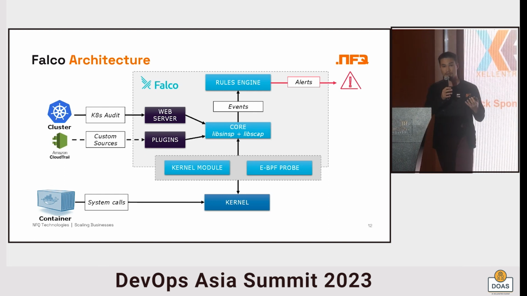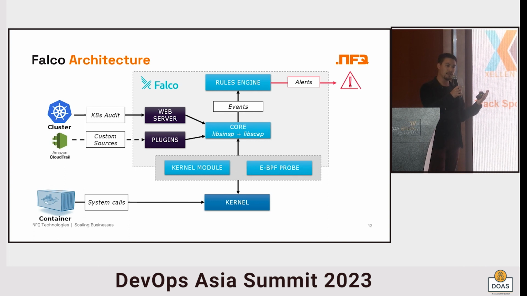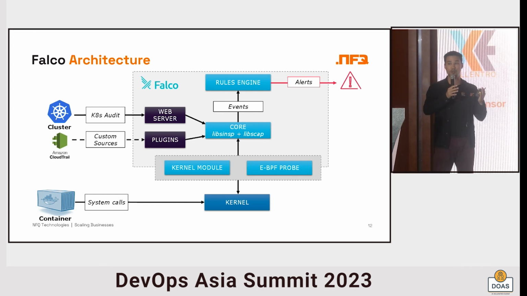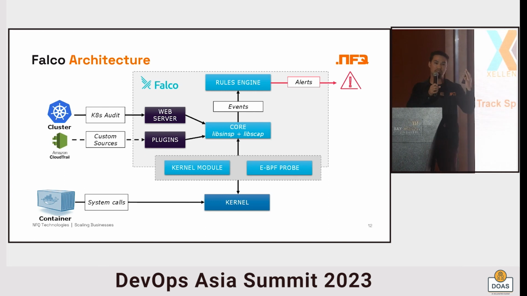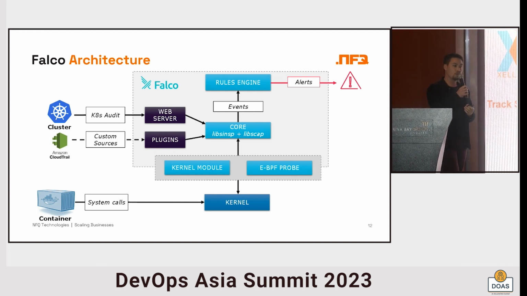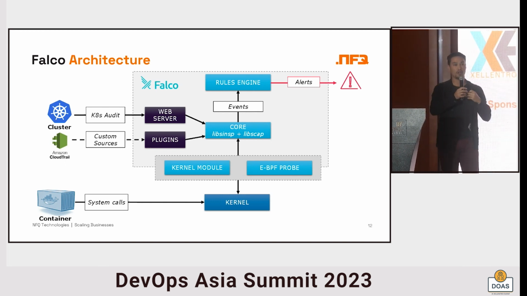Falco exposes, for example, a web server. And with this web server, we can feed the audit event log coming from Kubernetes. Today, when we operate a Kubernetes cluster, we are able to ship logs to any system we want. It's a basic API, and we can configure this API to talk to, for example, an endpoint and to ship logs somewhere. It's called audit sink.